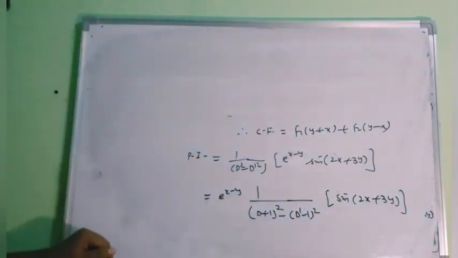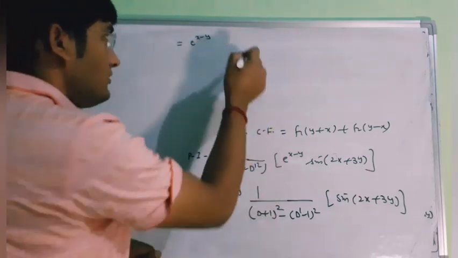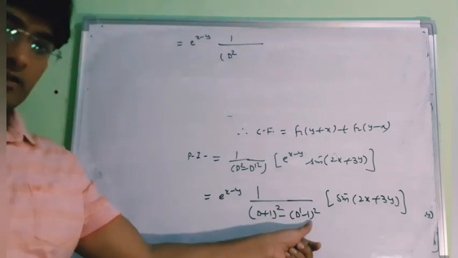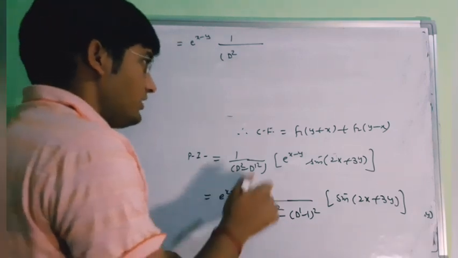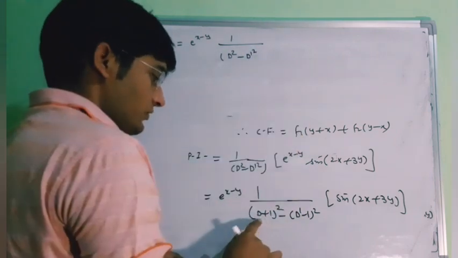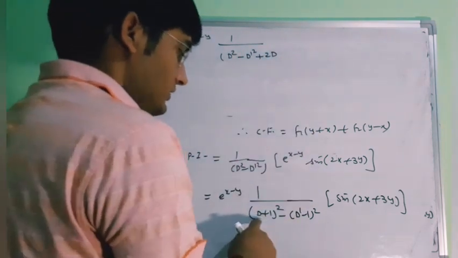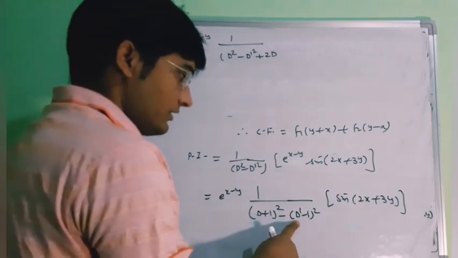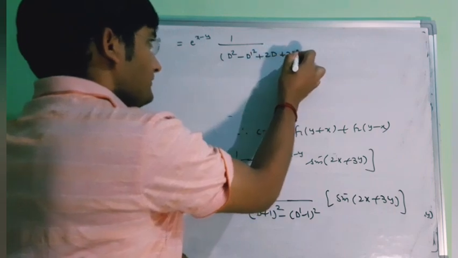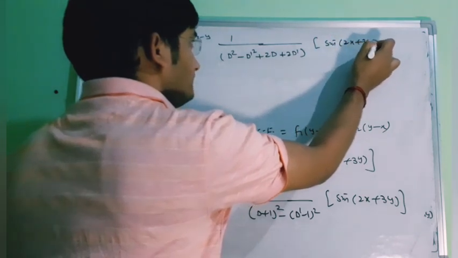So this is equal to e to the power x minus y. Here you can see that the first term is D squared, then we have plus 1, and here we will get minus 1, so that will be cancelled. From here we will have D dash squared, so this will be minus D dash squared. Then we will have 2D, and from here we will have minus a squared plus b squared plus 2ab, and then here we will get a squared plus b squared minus 2ab, so this will be plus 2D dash, and then in the bracket we have sin(2x plus 3y).